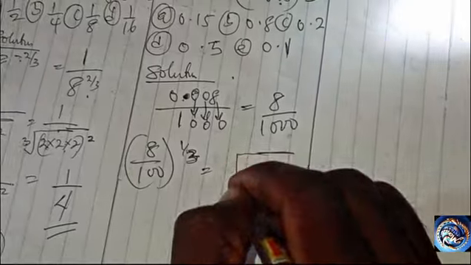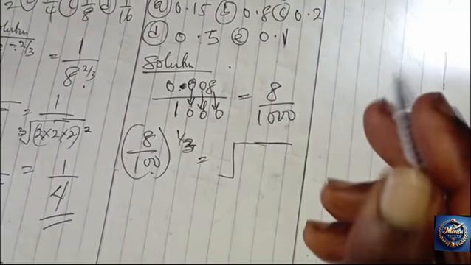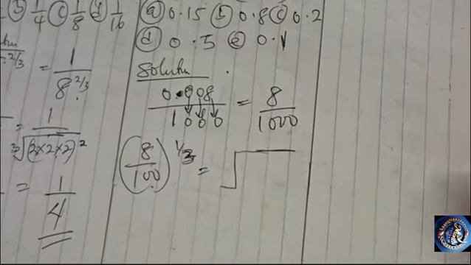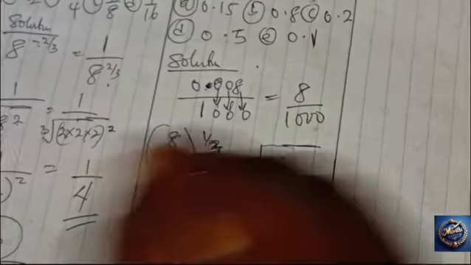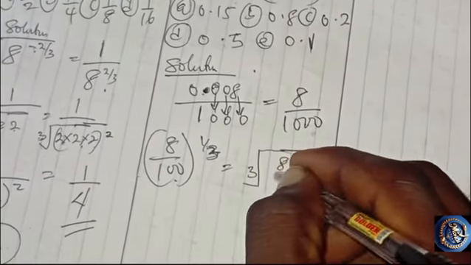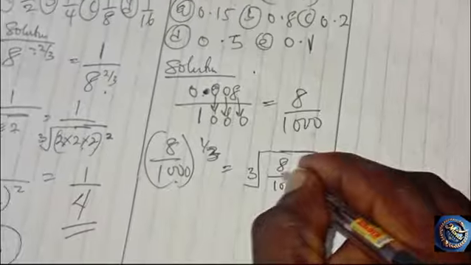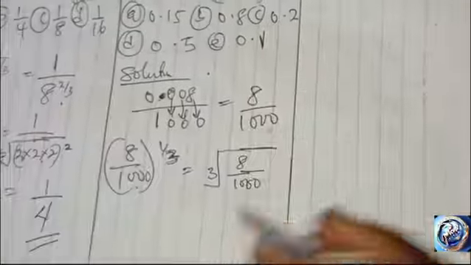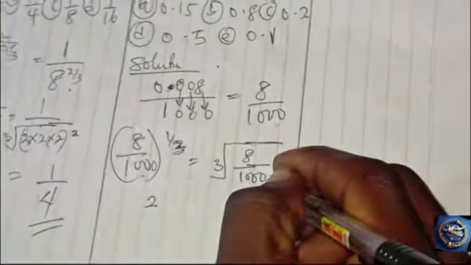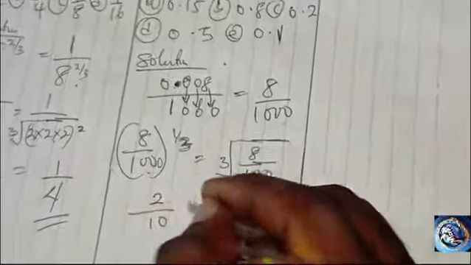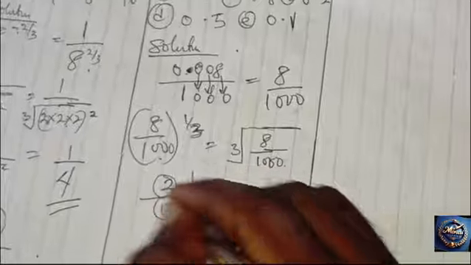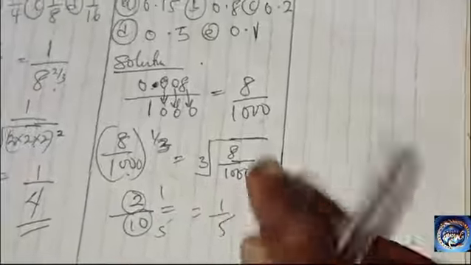So invariably, the fractional index law says that you can solve this in another way, but let me first solve it with the fractional index law. What it says is that this is going to be the third root of 8 all over 1000. What is the third root of 8? That is 2. What is the third root of 1000? That is going to be 10. So my answer is going to be 2 over 10, which is going to be 1 all over 5.